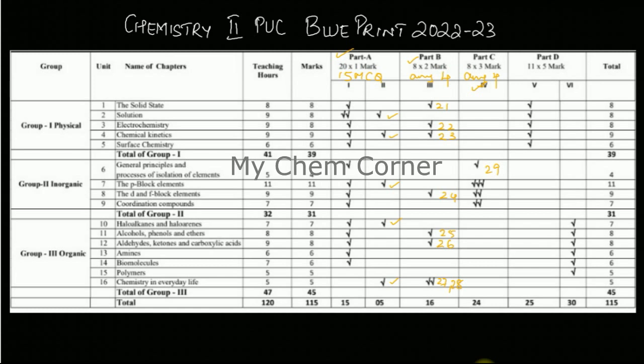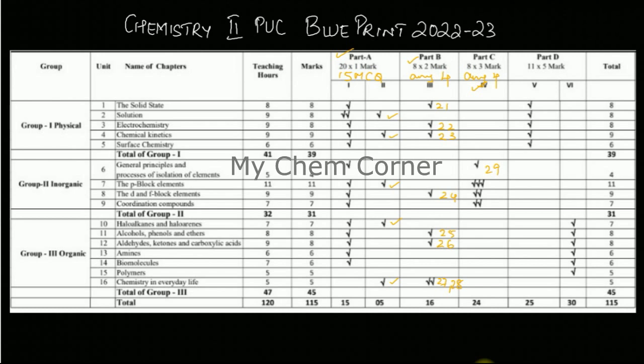Question number 29 is a 3-mark question. They can ask you a diagram. Hall-Héroult's process has a diagram in it, so they can ask you for one diagram and to write the cathodic and anodic reactions. Or they can ask you to explain Van Arkel's method, or to explain Mond's process. So these kinds of questions are mainly focused in question number 29. That is the only 3-marker question coming from the metallurgy chapter.